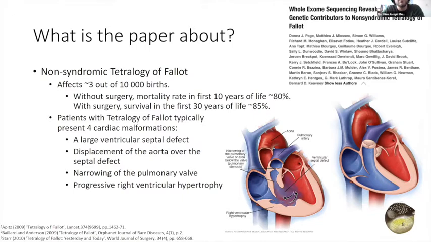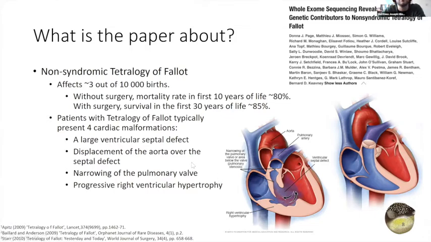So tetralogy of Fallot, as its name indicates, is four cardiac malformations. You have what's called a large ventricular septal defect, which, in common parlance, is a hole in the heart. So you can see that the two chambers that are supposed to be separate are now communicating, and that means that oxygenated and non-oxygenated blood is mixing. So that's already one bad thing.